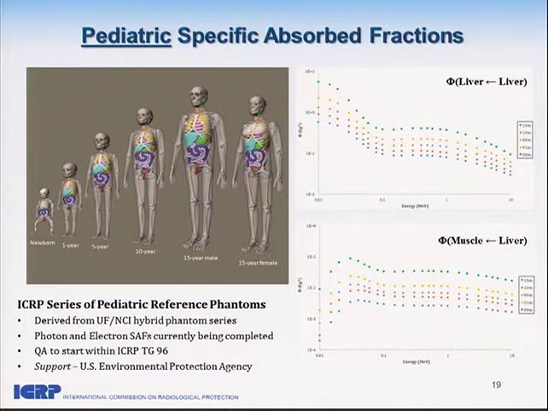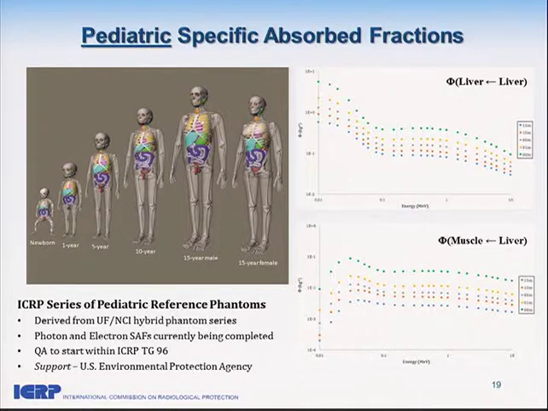And I'm very pleased to say that thanks to the support of the Environmental Protection Agency, we have now completely finished calculations of photon-specific absorbed fractions across this whole series. These phantoms, with some changes, were essentially the phantoms that you're looking at here in this newer polygon mesh NURBS format. What ICRP will use and publish will be voxel phantoms, so they'll be identical in the computational format of the ICRP reference phantoms for the adult male and female.